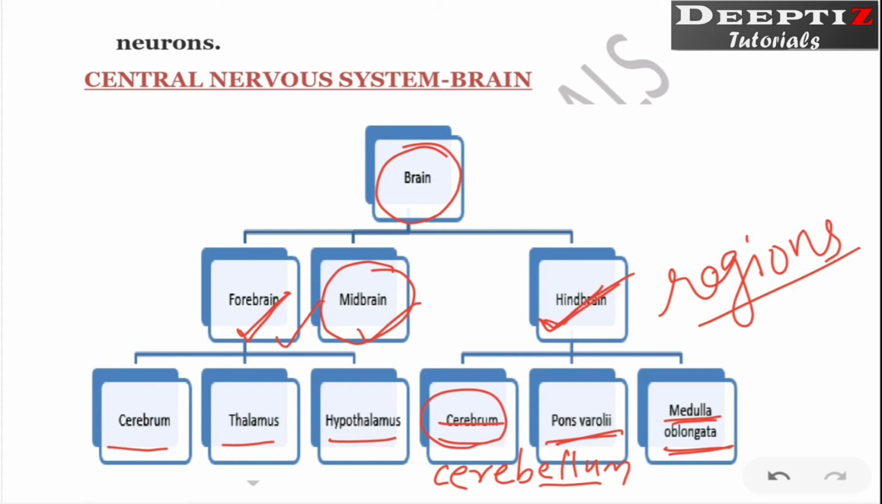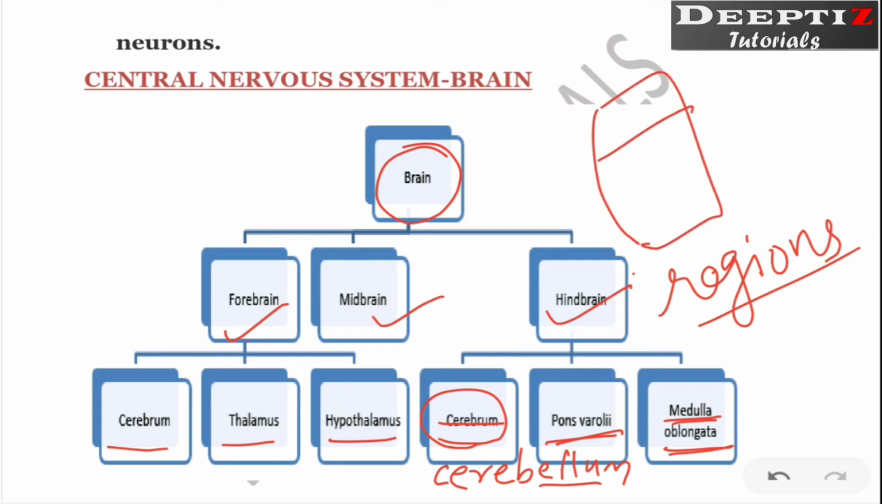So what are the three regions of the brain? The three regions of the brain are forebrain, midbrain and hindbrain. See, region means, suppose something is like this, we say that this is the upper region, middle region and lower region, right? But each will be made up of some other parts. That way you have to understand. The brain has forebrain, midbrain and hindbrain. These are the three regions.